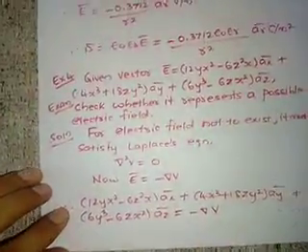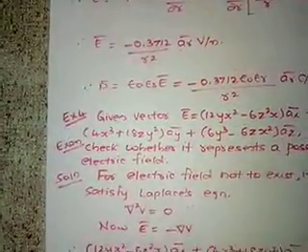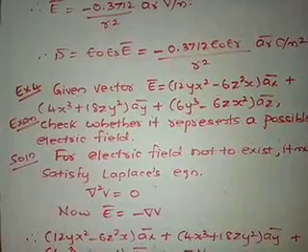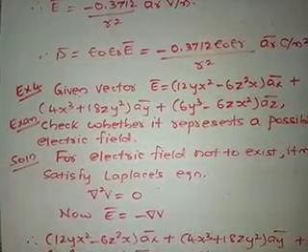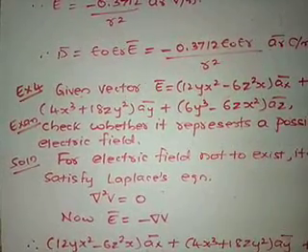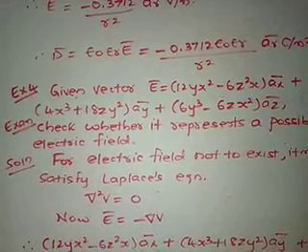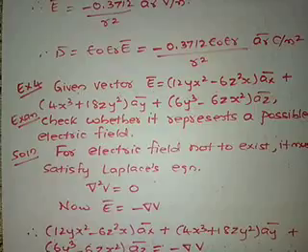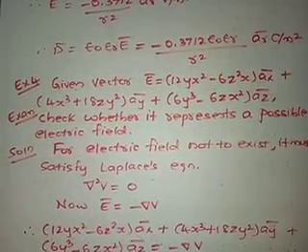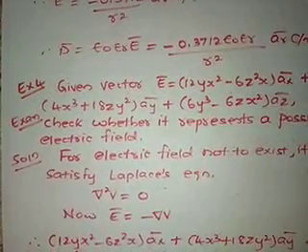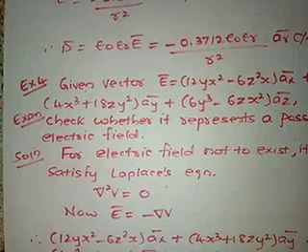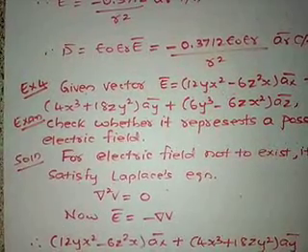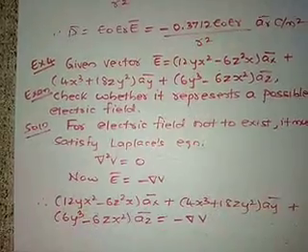One more example for today's class. Given vector E bar is equal to (12yx square minus 16z square x) ax bar plus (4x cube plus 18zy square) ay bar plus (6y cube minus 6zx square) az bar. Check whether it represents a possible electric field. So what numericals we are solving now have been asked in examinations, and they are repeated several times, right? Now consider this example.